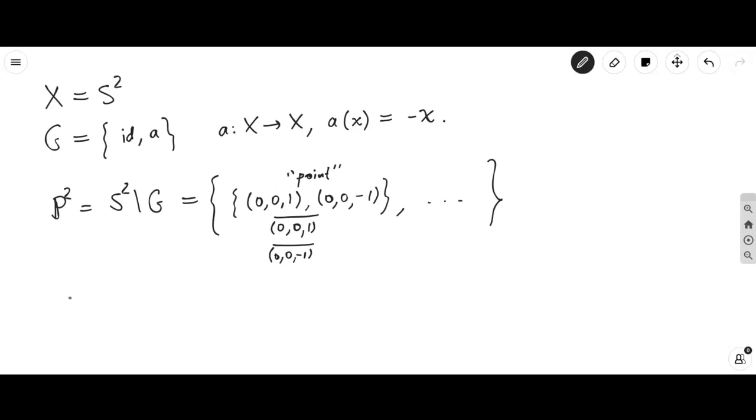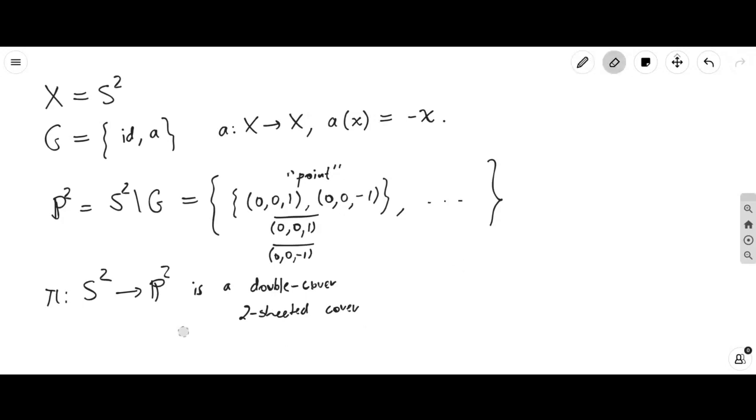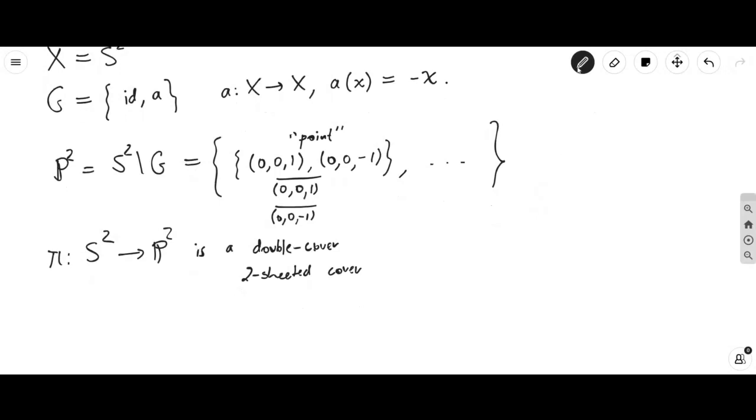And then you have many, many other points, but you always have two in each mod class. So because of this, the quotient map from S2 to P2 is what we call a double cover. You can also call this a two-sheeted cover. So the number 2 just indicates how many pre-images you have in a point when you pull it back. So this entire point is really two points put together. So when you pull them back, you get two pre-images on the sphere. Now, here's the way we visualize. Well, before we do that, let's just say what the fundamental group is.